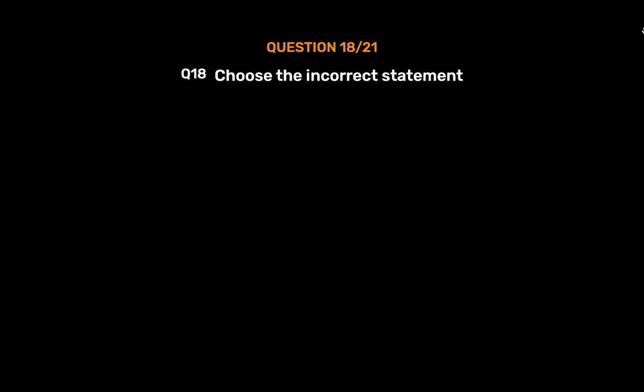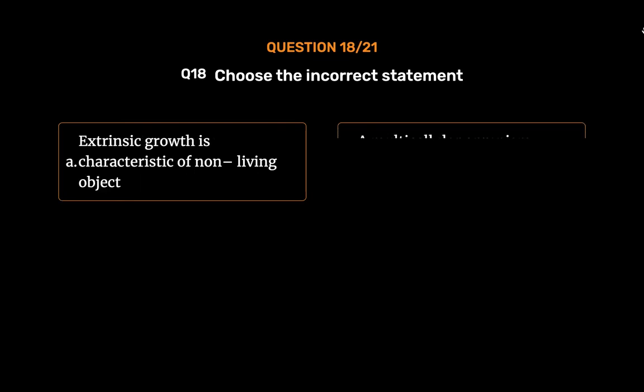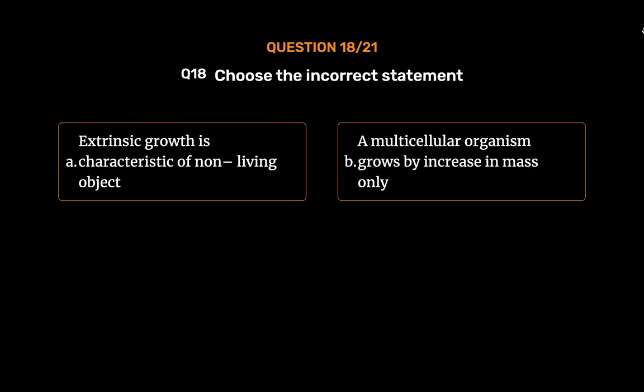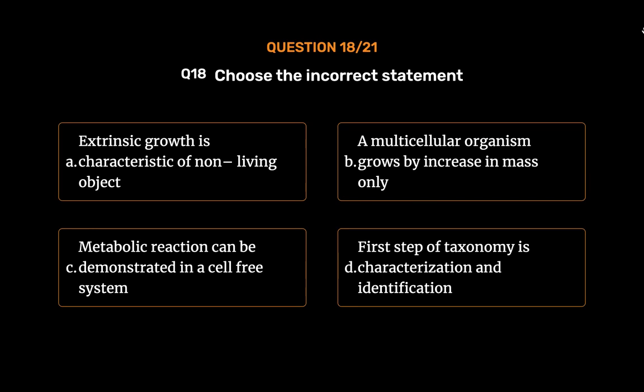Question number 18. Choose the incorrect statement. Option A. Extrinsic growth is characteristic of non-living object. Option B. A multicellular organism grows by increase in mass only. Option C. Metabolic reaction can be demonstrated in a cell-free system. Option D. First step of taxonomy is characterization and identification. The correct answer is option B. A multicellular organism grows by increase in mass only.